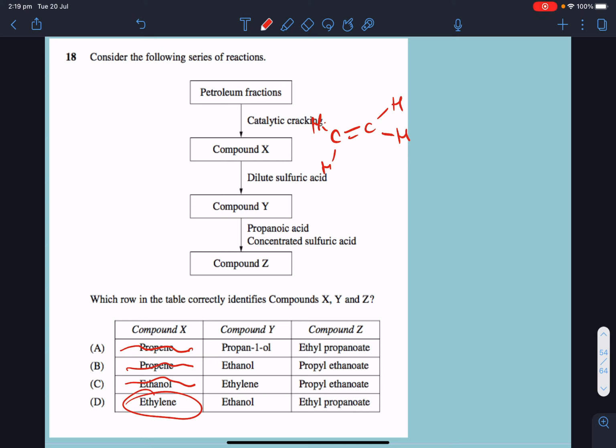And if we add dilute sulfuric acid, okay, we're going to add, from memory, an alcohol group across it. So then we're forming ethanol.